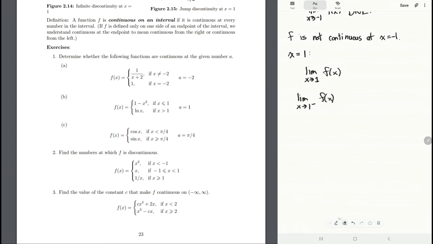If x is slightly smaller than 1, then f of x will be equal to x. And so we have the limit as x approaches 1 from the left of x. If we take the limit, we get 1 for the left-hand limit. Now let's have a look at the right-hand limit.